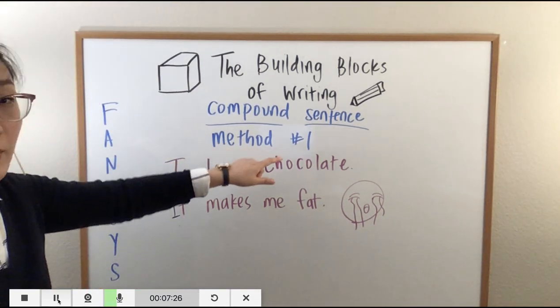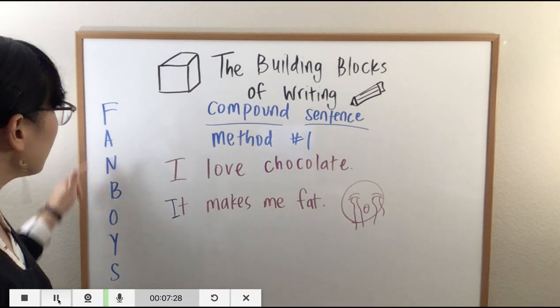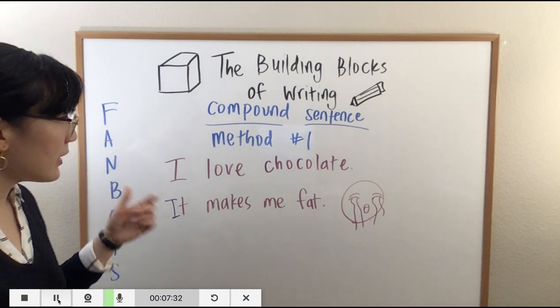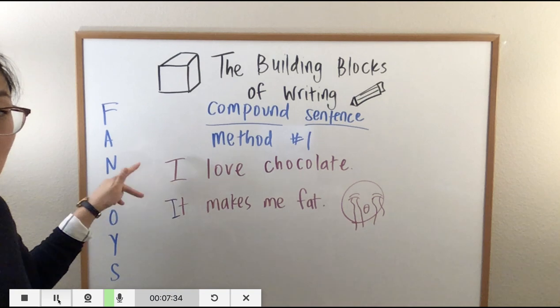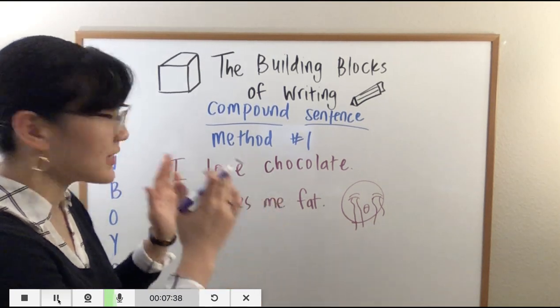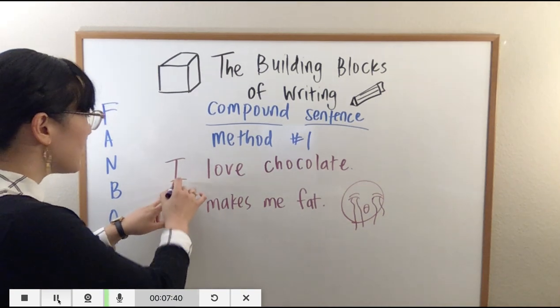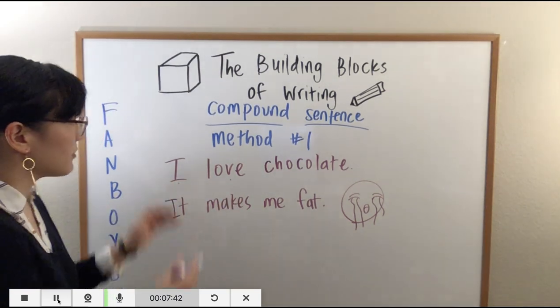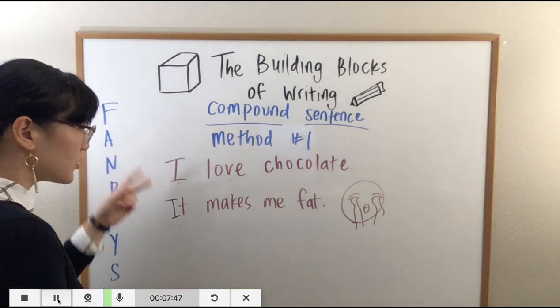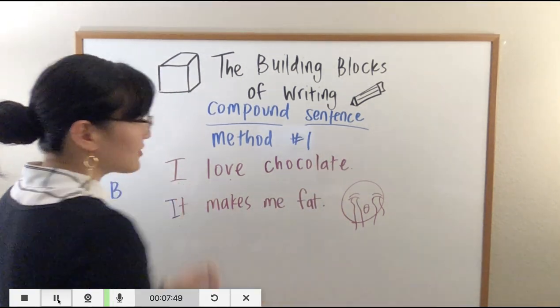Now, method number 1, we have fanboys, right? For, and, nor, but, or, yet, so. Okay. Now, I have 2 simple sentences here. Remember, that means an independent clause. It can stand by itself. So this is my subject, this is my verb, right? I love chocolate. My subject, and then my sentence predicate, right? Sentence number 2, it, and then makes me fat, right?